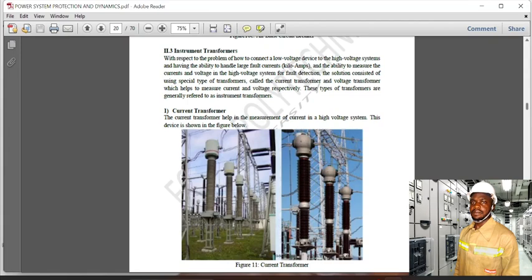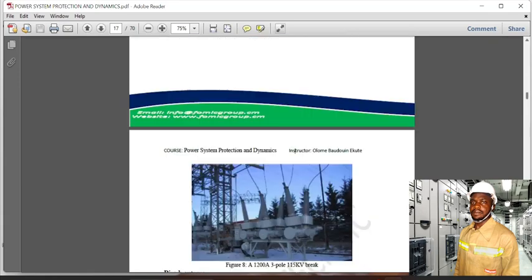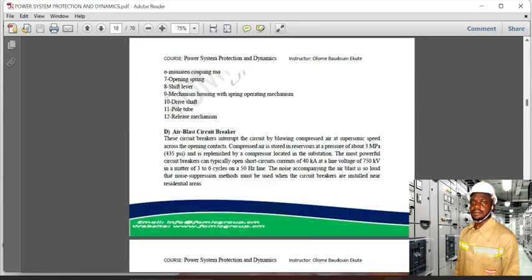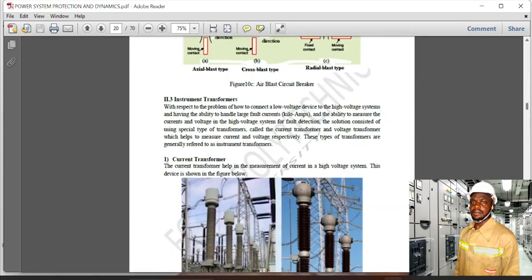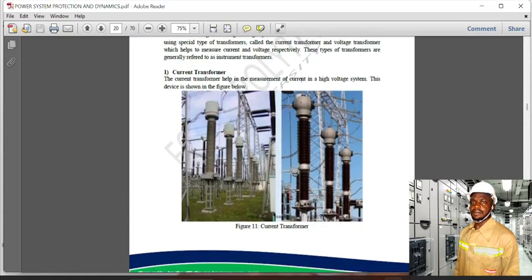So we have two main instrument transformers here. The current transformer is used to measure current, and you also have the voltage transformer. The voltage transformer is used to measure voltage. So here is the figure of the current transformer. You see the current transformer here.